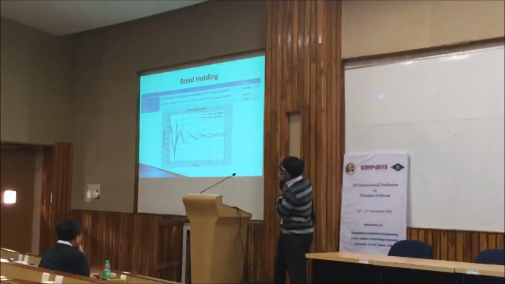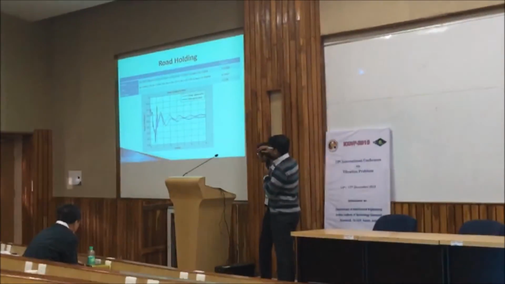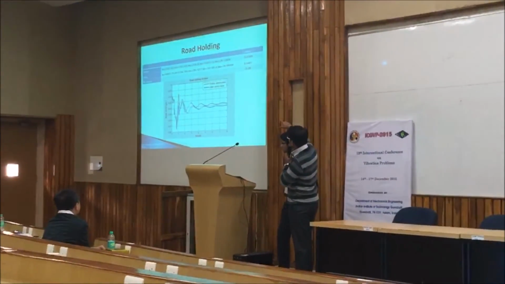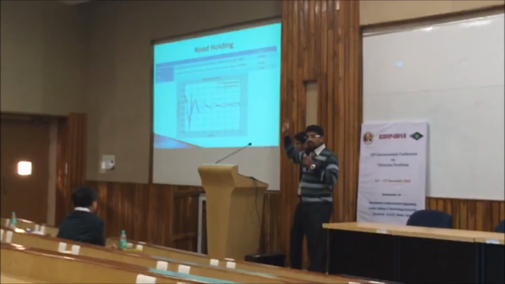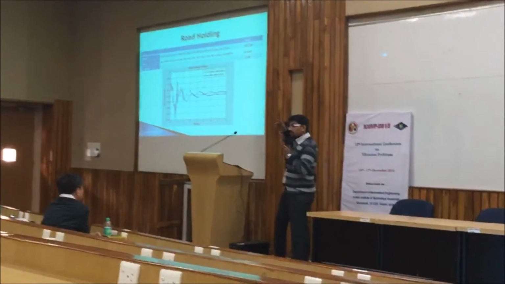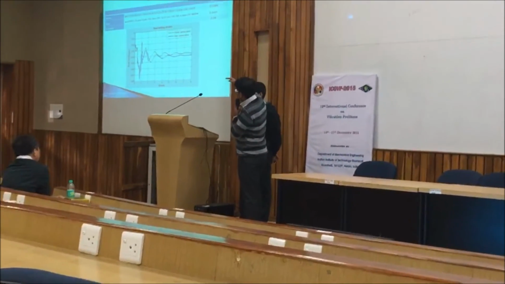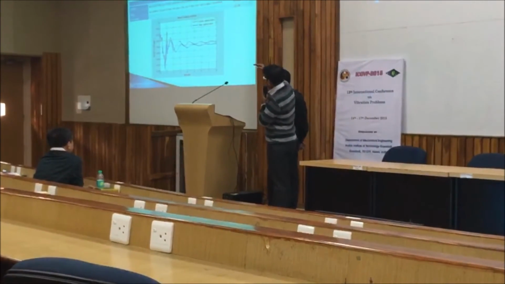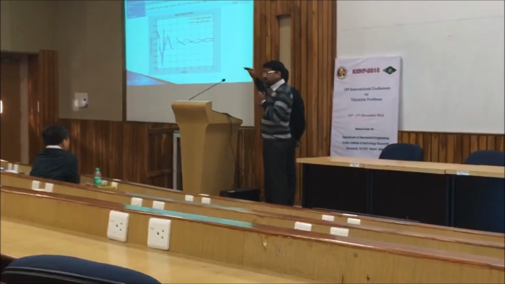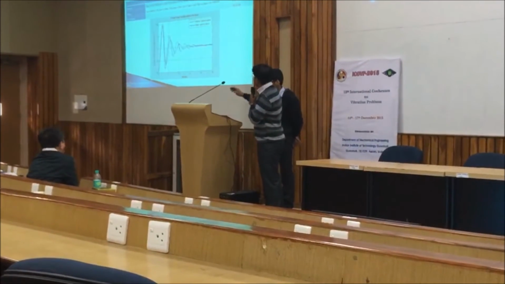Now the next is road holding. As I said, both are contradictory in nature. If one increases, the other one decreases. You can see here that road holding is decreased by 3%, but ride comfort is increased by 13%, and the values are below zero. It states the static compression of the tire.